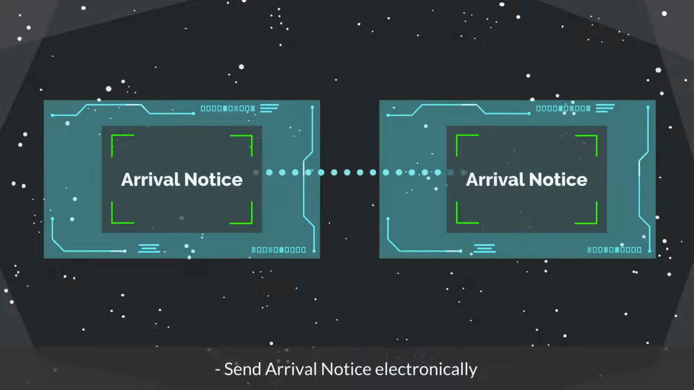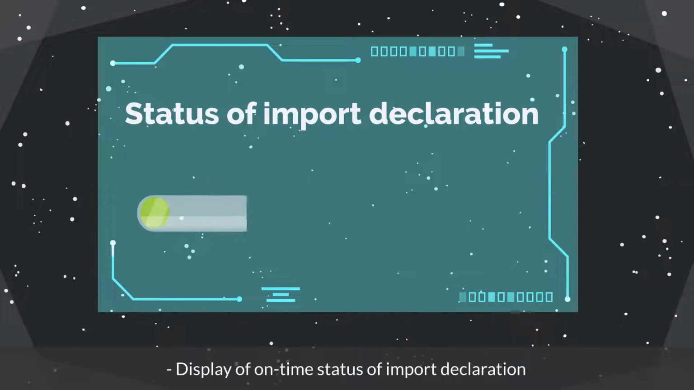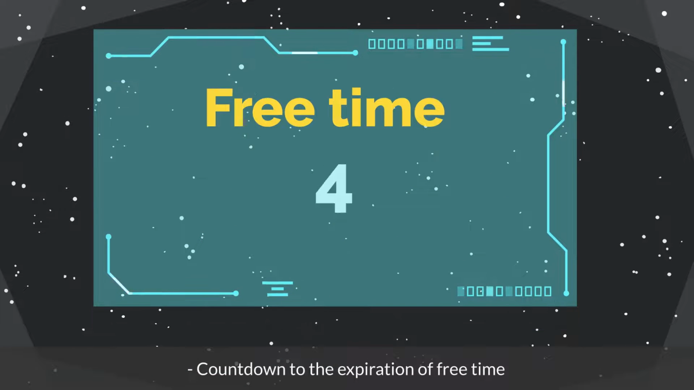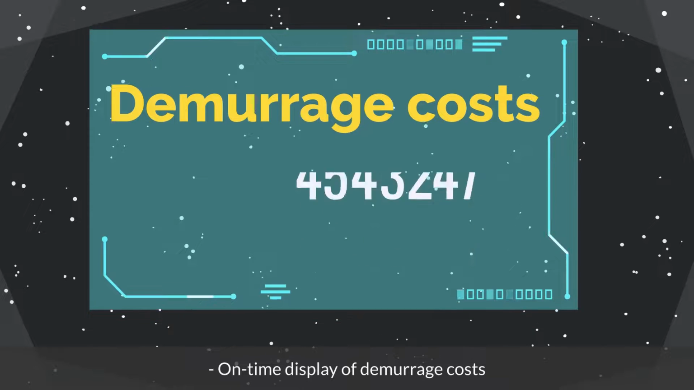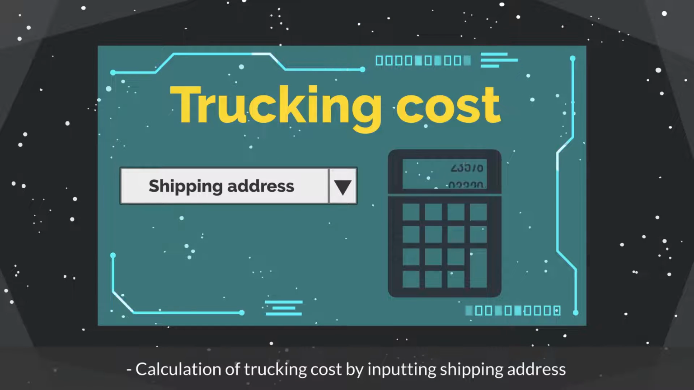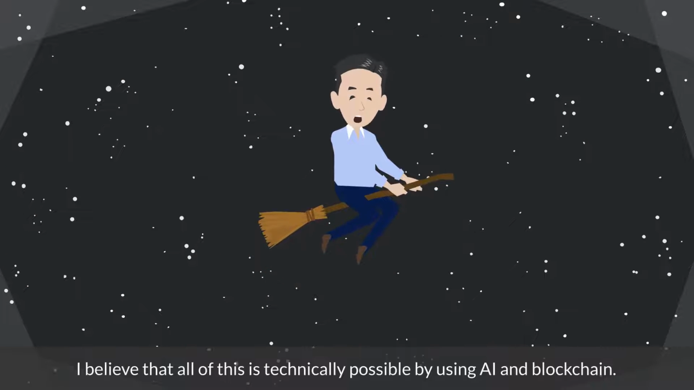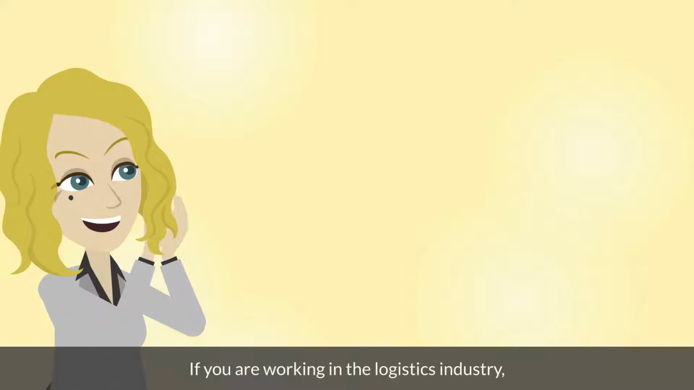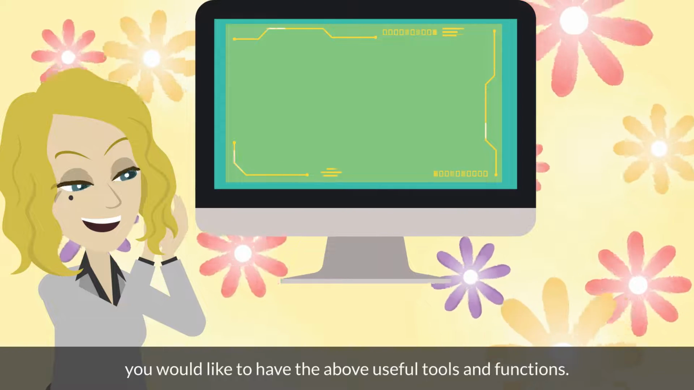Send arrival notice electronically. QR coding of DO. Display of on-time status of import declaration. Countdown to the expiration of free time. On-time display of demurrage costs. Calculation of trucking cost by inputting shipping address. I believe that all of this is technically possible by using AI and blockchain. If you are working in the logistics industry, you would like to have the above useful tools and functions.